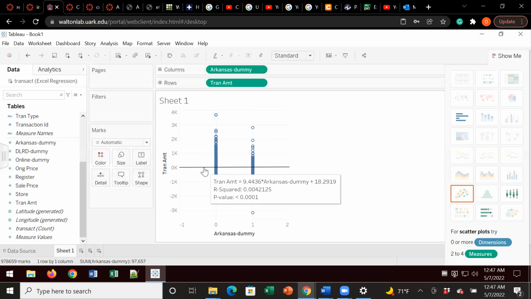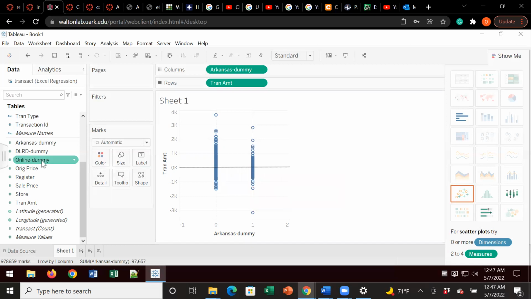And it also shows us how they got this regression line, like the equation for the regression line, which would be that transaction amount equals 9.4436 times Arkansas dummy plus 18.2919.